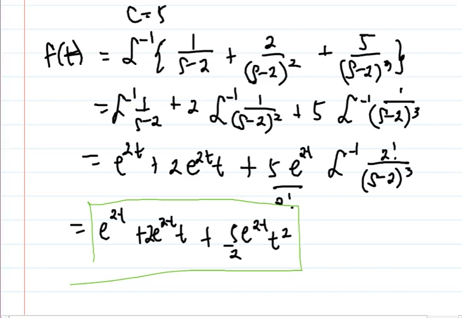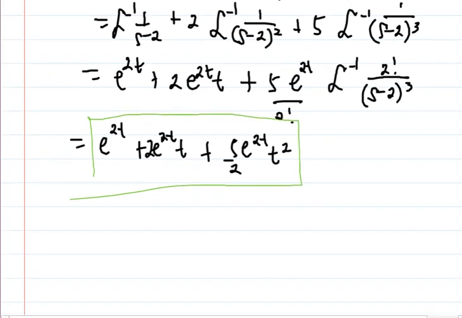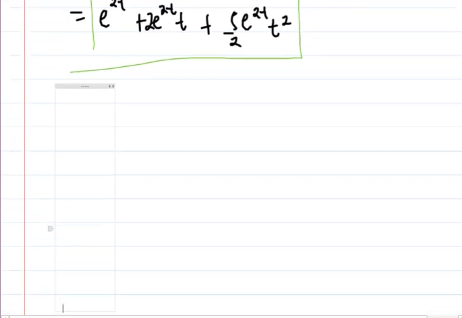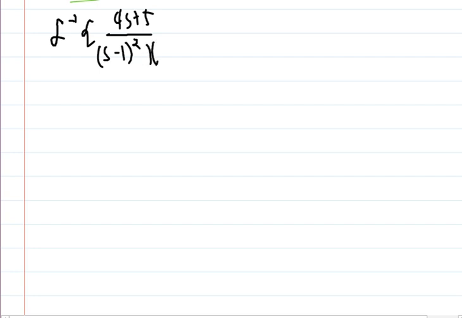Okay, next we have another example. We will be given an equation: find the inverse Laplace of 4s plus 5 all over (s minus 1) squared multiplied by (s plus 2).